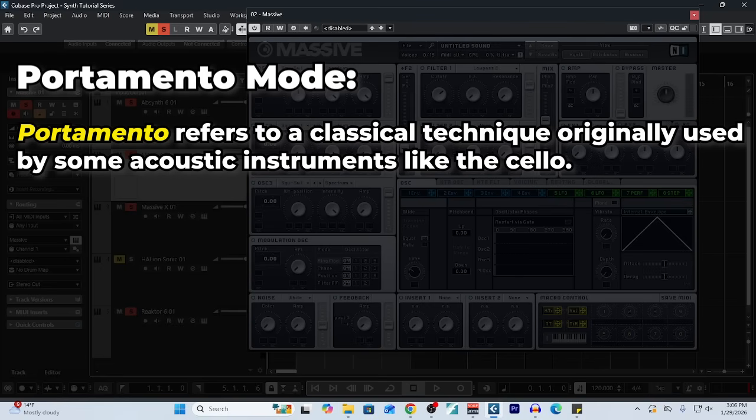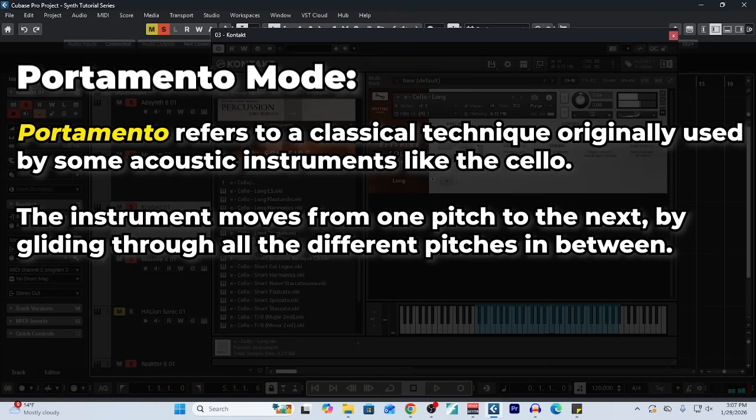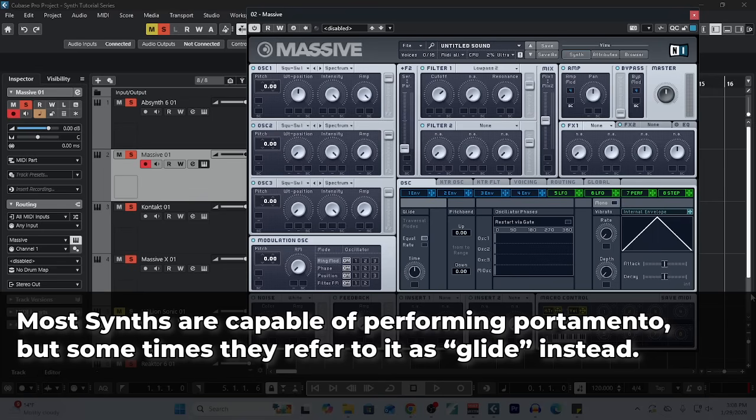Now, the term portamento refers to a classic technique, originally used by some acoustic instruments, like the cello. The idea here is that rather than having a clean break between 2 pitches like this, a musician using portamento will glide seamlessly from one pitch to the next, moving through all the pitches in between. Most synthesizers are capable of the exact same technique, although sometimes it's referred to as glide instead of portamento.